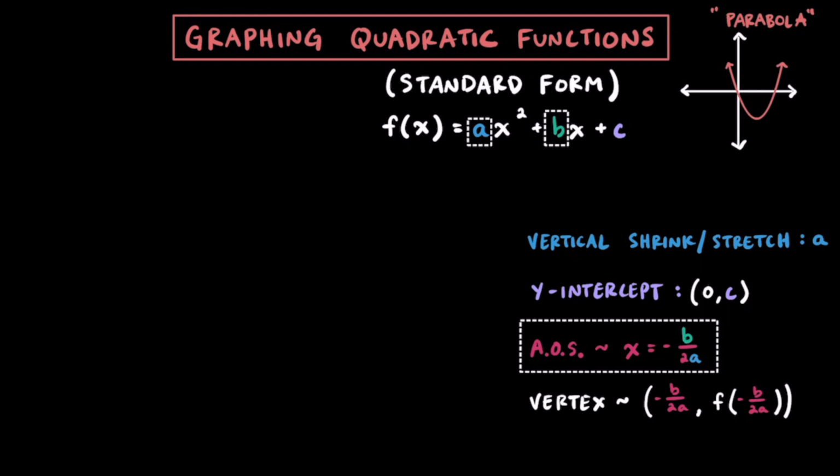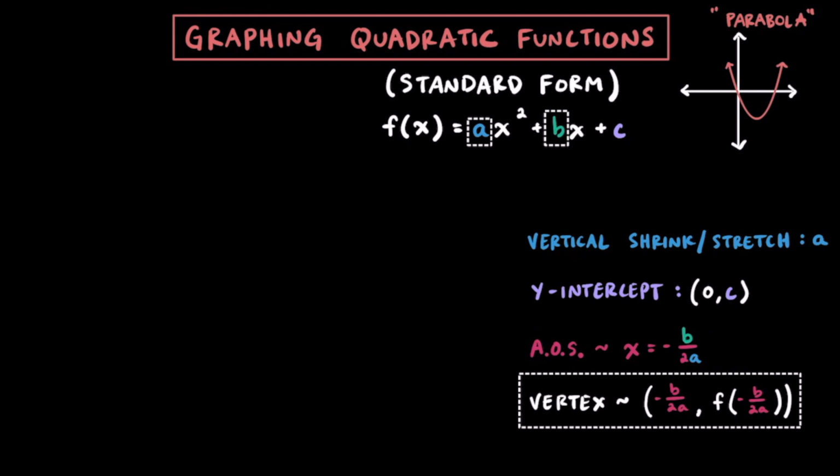If you use a and b together, you can find something called the A.O.S, or the axis of symmetry. If you take the opposite of b and divide that by 2 times the value of a, you're going to find the equation of a vertical line that divides a parabola perfectly in half. I'll show you a little bit more when we try some examples together.